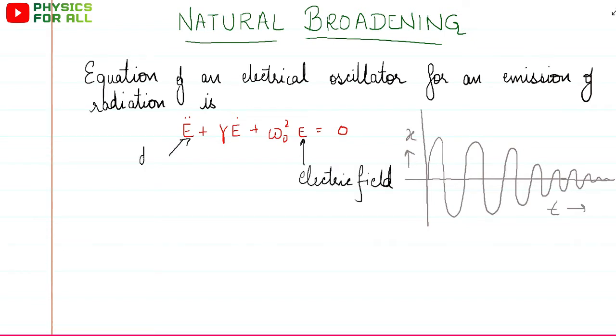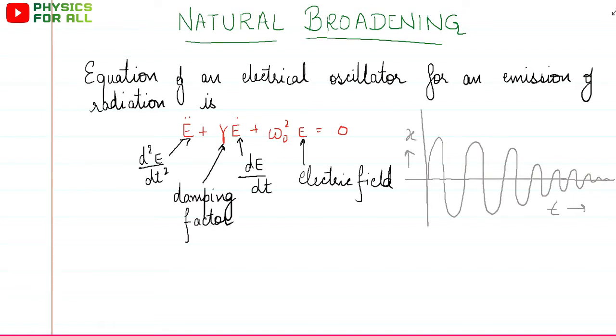This means d square E by dt square. This means dE by dt. And this is our damping factor. Now, why is this damping factor there? When the emission of radiation continues, this process of jumping of atoms from one level to another just keeps on happening. So we will be getting different radiations emitted, different photons of different frequencies.